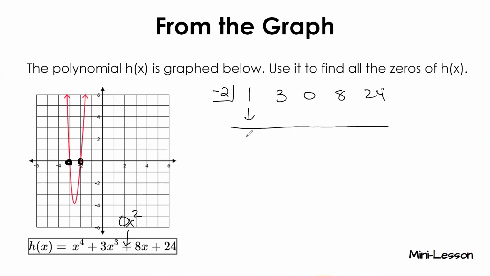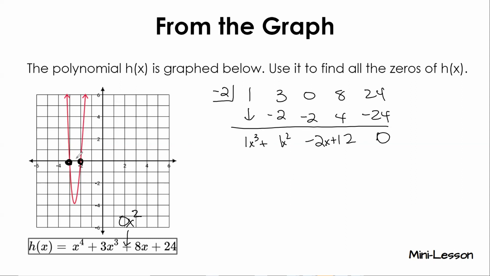I'm going to bring down the first term. Multiply. Add. Multiply. Add. Multiply. Add. Multiply. Add. Okay. So now this is going to become x cubed plus x squared minus 2x plus 12.